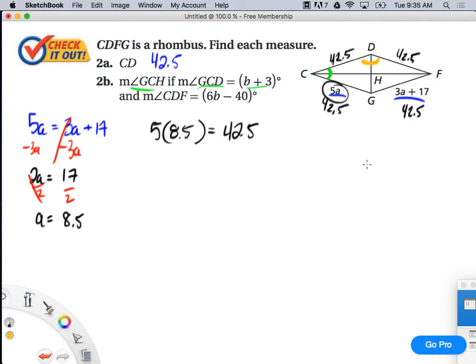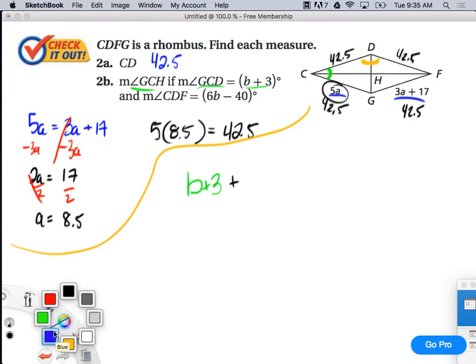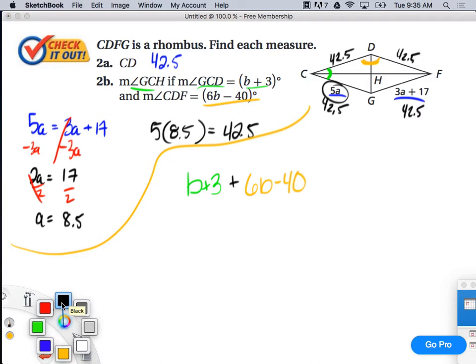Okay, well, if it's a parallelogram, what do I know about the green and the yellow angle? Those are what? Are they opposite angles or are they consecutive angles? They're consecutive because they're next to each other. And consecutive angles in a parallelogram add up to 180. So I take those angle measures and I add them up and set them to 180, right? So I do B plus 3, that's the first one, plus 6B minus 40. They all add up to 180 because they're supplementary.